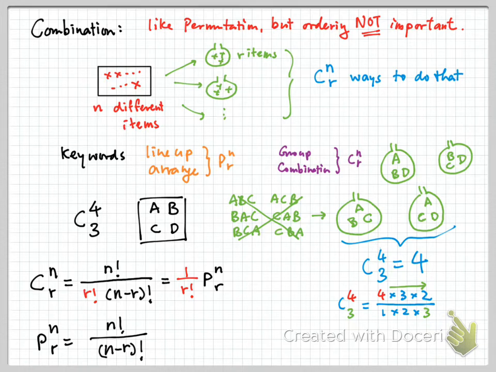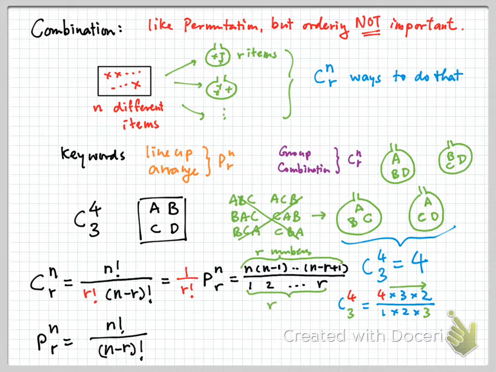In other words, we can do it like this. We can have n times n minus 1 and so on, all the way down to n minus r plus 1. Altogether, there are r numbers there. And then at the denominator, we divide it by 1 times 2 times 3 all the way to r. There are another r numbers at the denominator. This is the second way we can do the NCR.